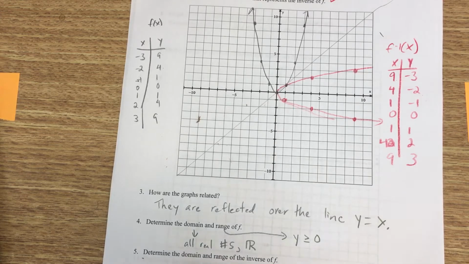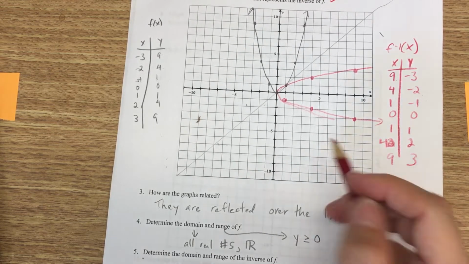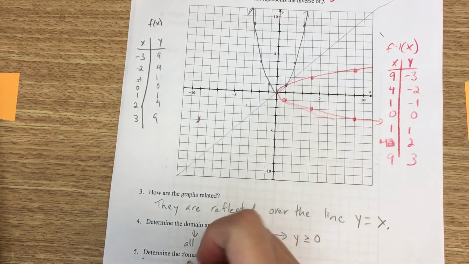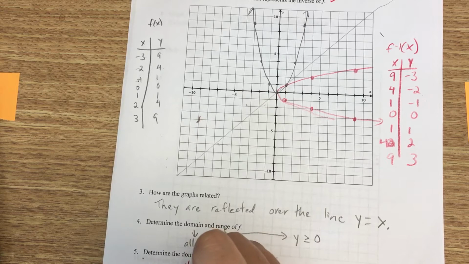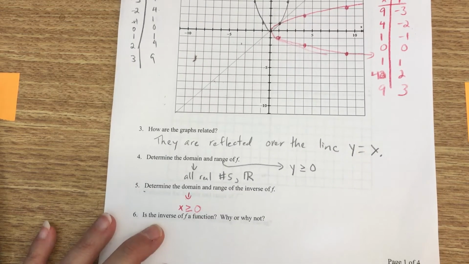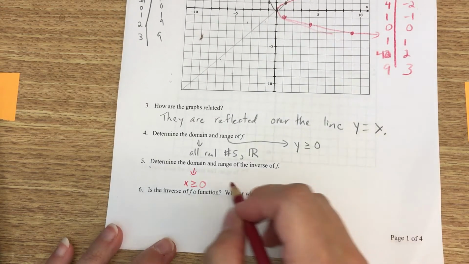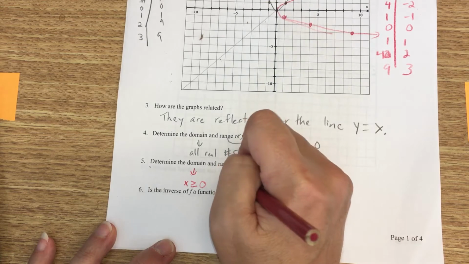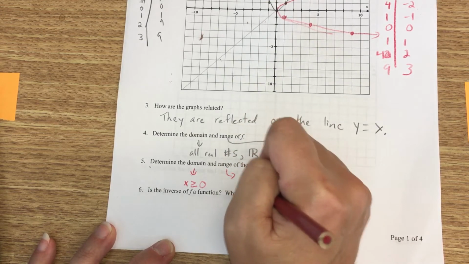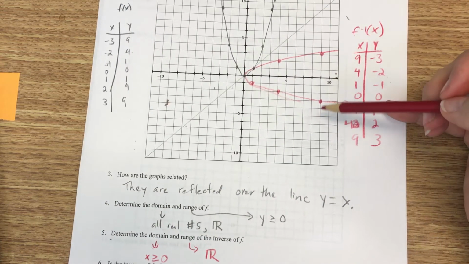Okay, so now number 5 says determine the domain and the range of the inverse. When I look at my red function, I see that its domain is only positive numbers. So its domain is x is greater than or equal to 0. And then the range is going to be all real numbers because this graph goes from top to bottom.